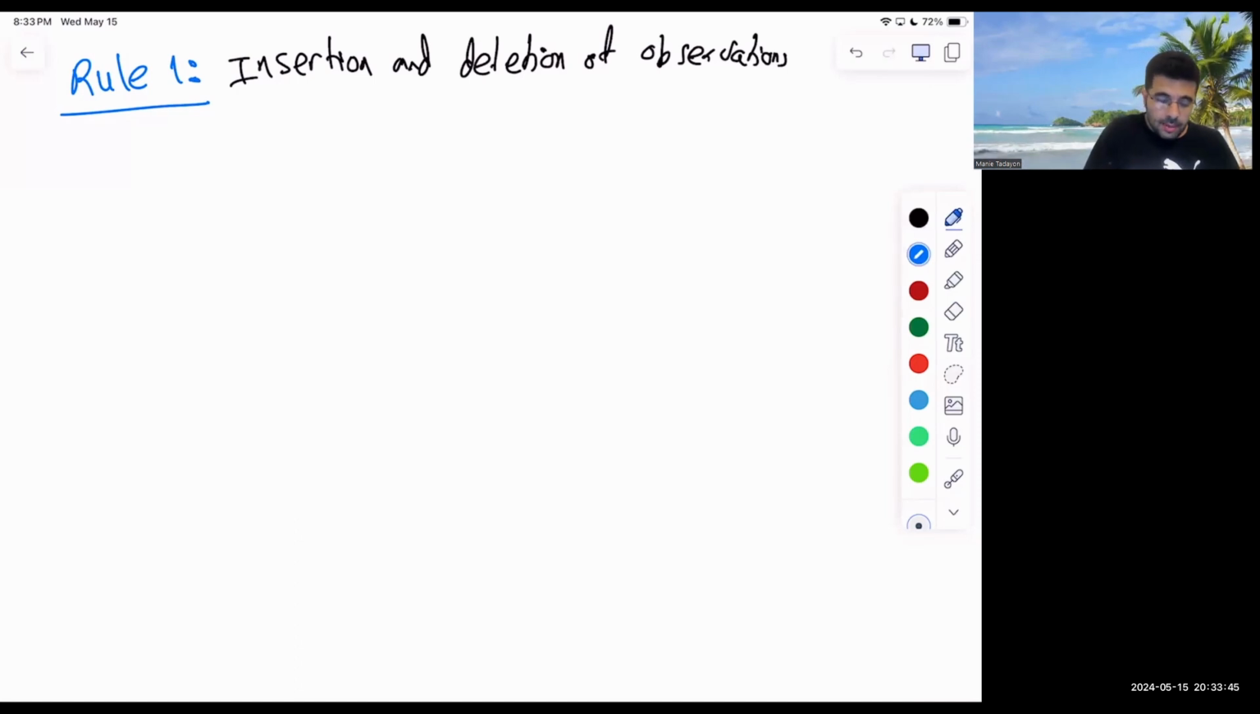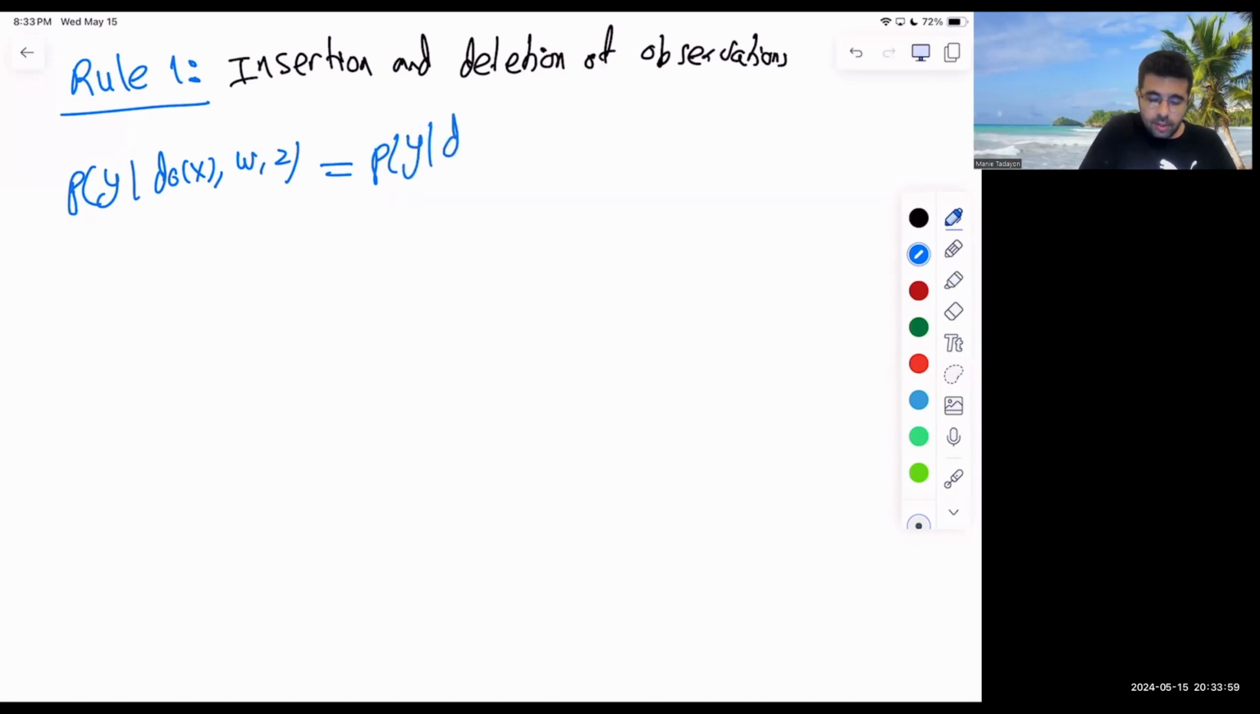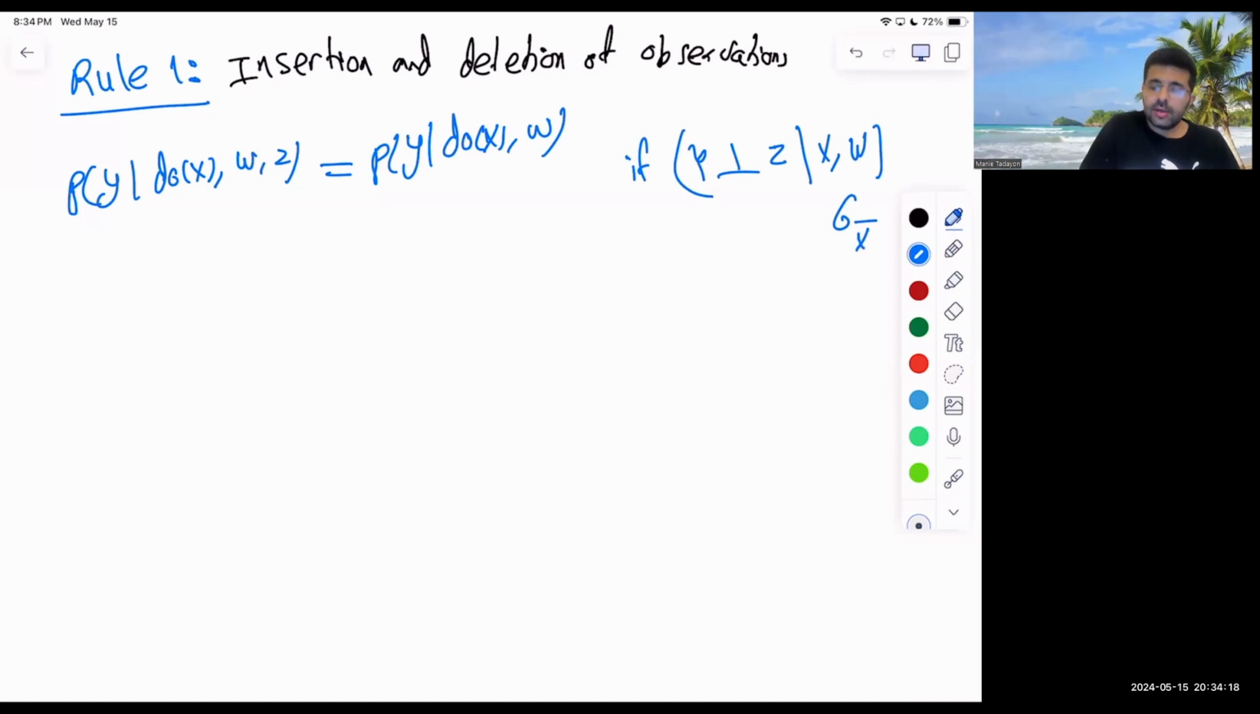What does it mean? It means that if I start with P of y given do of x, intervention on x, w and z, under certain conditions, which I will tell you, I can get to P of y given do x and w. You see, I removed z. Z is an observation. I remove z. This holds if y is independent of z given x and w, in what graph? In the graph G x bar. I defined this in part 1 of the video series, in my first video, but let me just define this one.